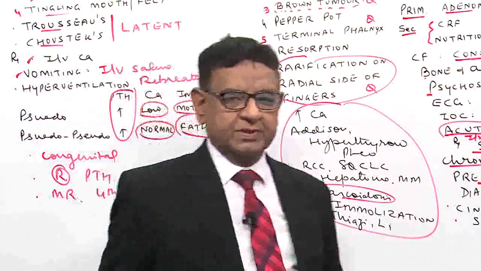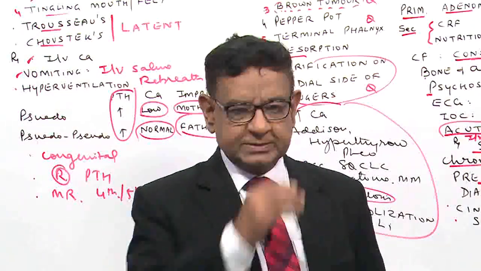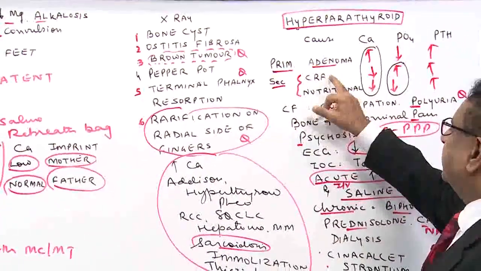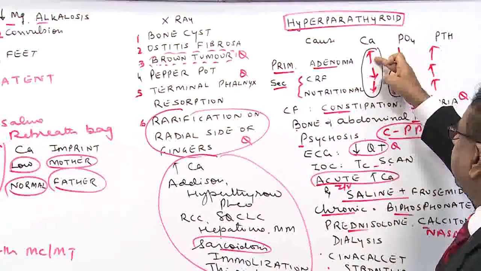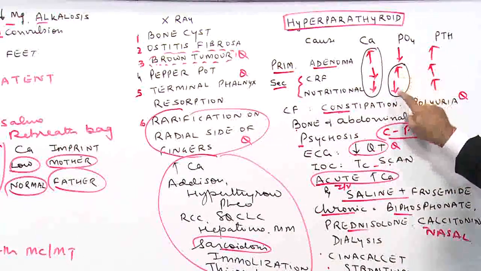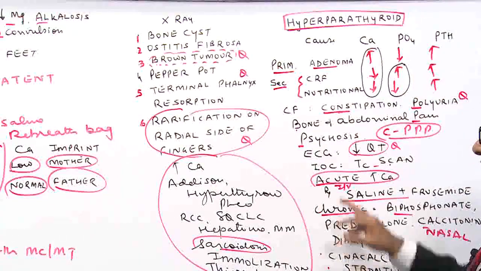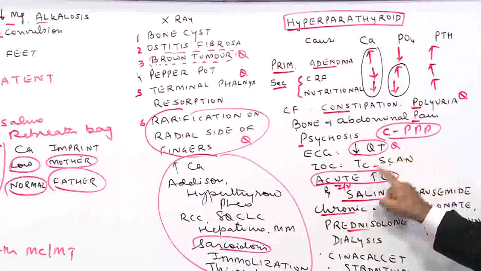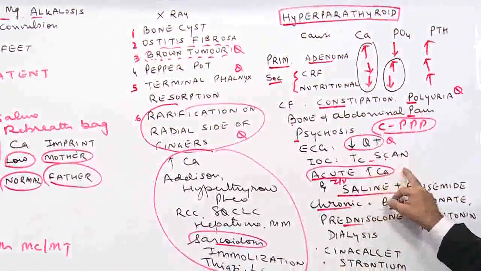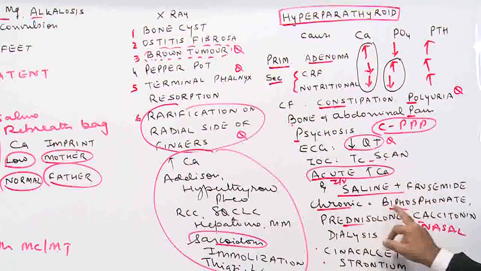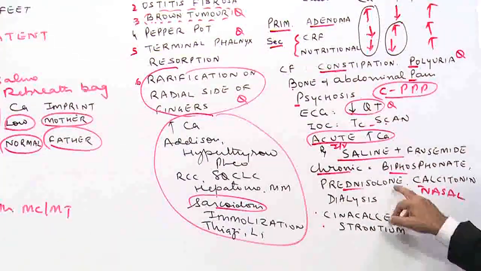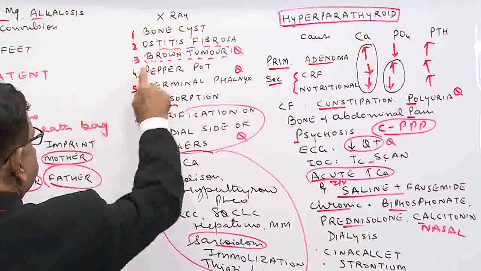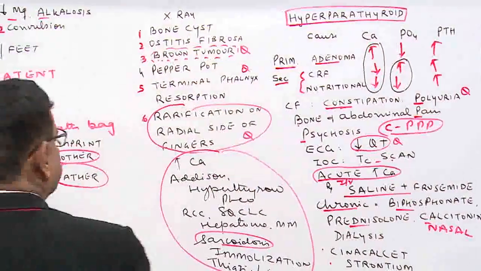Right? So let's revise. Let's see how much time we need to revise the entire parathyroid disorders. So in primary adenoma, secondary CRF, nutrition: calcium high, calcium low, phosphate low, phosphate high, phosphate low, PTH high in all. The clinical features: CPP, constipation, polyuria, pain abdomen, bony pain, psychosis, short QT interval. Technetium scan is the investigation of choice. In acute hypercalcemia, saline and furosemide; chronic, bisphosphonate, prednisolone, calcitonin given by nasal route, dialysis, we can use cinacalcet and strontium. X-ray: osteitis fibrosa cystica, brown tumor, pepper pot appearance, terminal phalangeal resorption and subperiosteal resorption on the radial side of the finger is diagnostic.